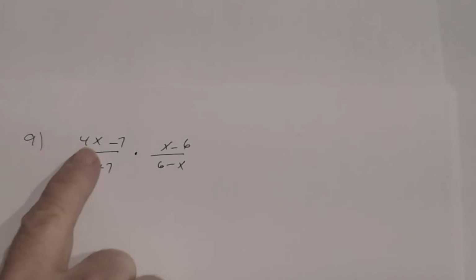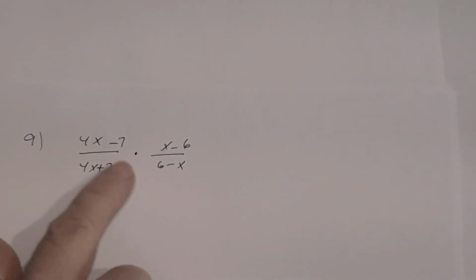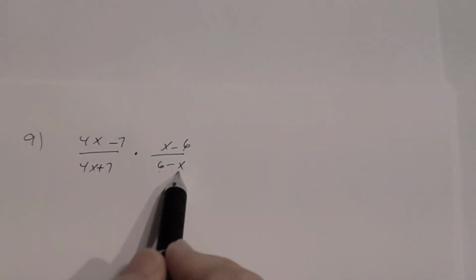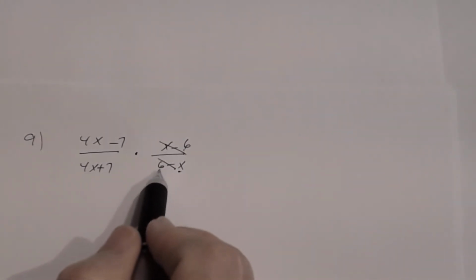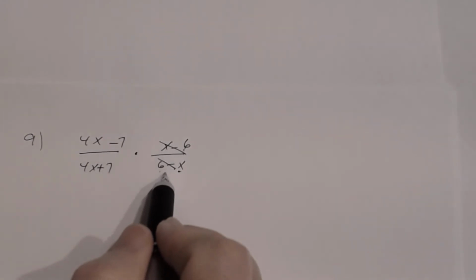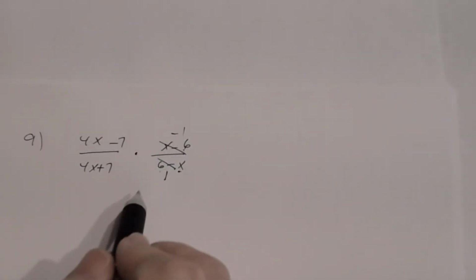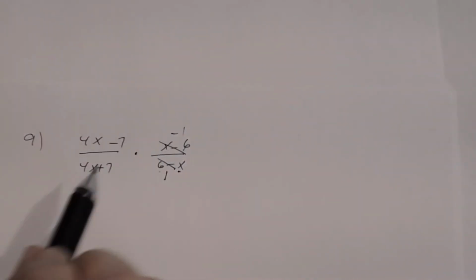If you look at all of your numerators and denominators, they're all linear factors and the GCF in each one is 1. But I do know this: I know that x minus 6 and 6 minus x are opposites. Remember the idea of opposites? That means when I divide those, one factor is going to be a positive one and the other is going to be a negative one. And we always tend to put the negative one in the numerator.